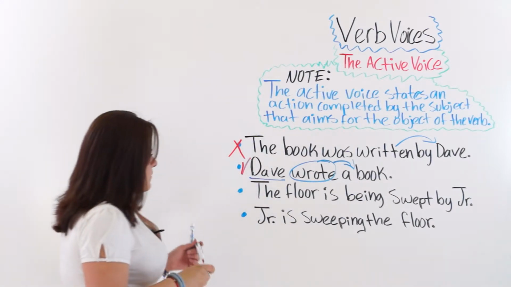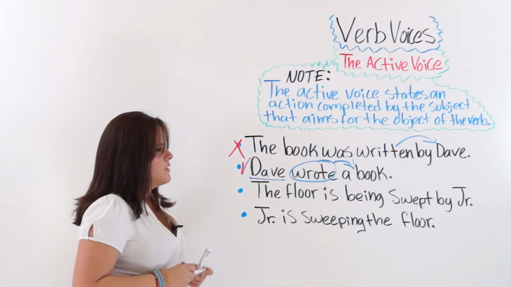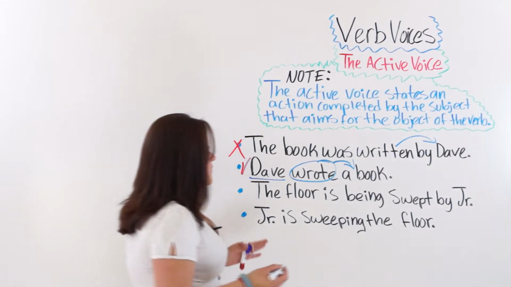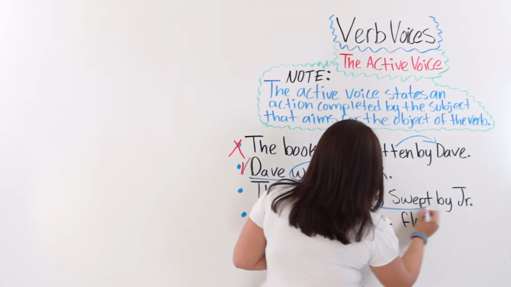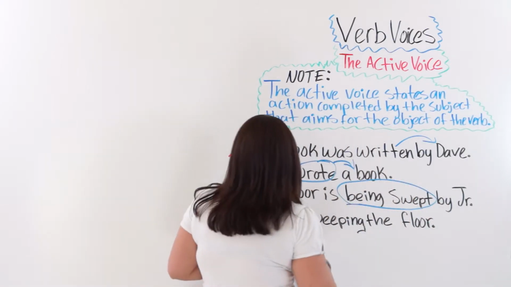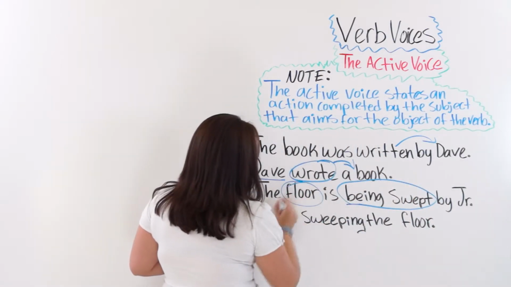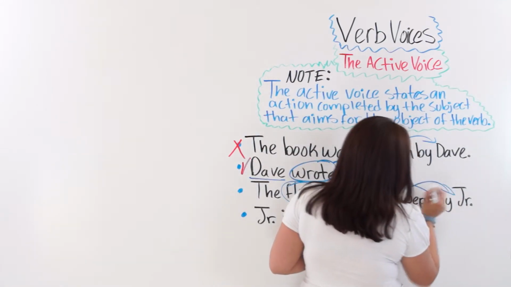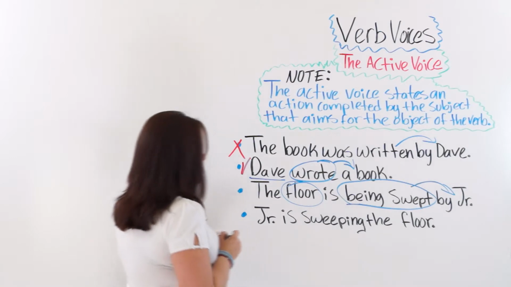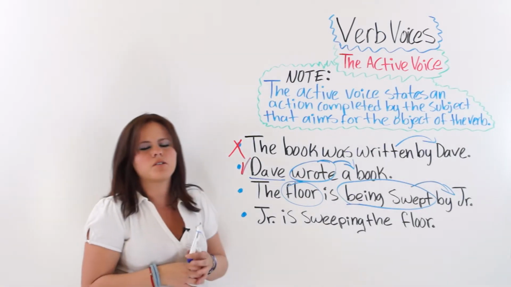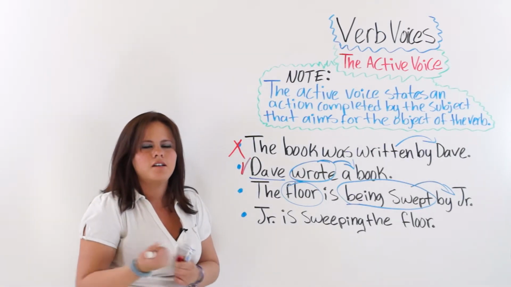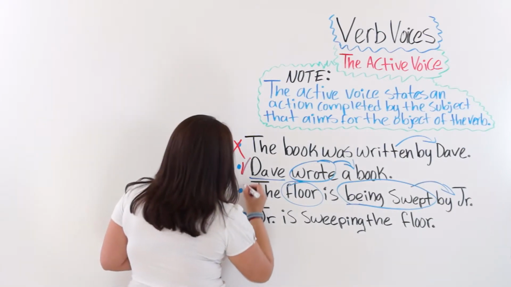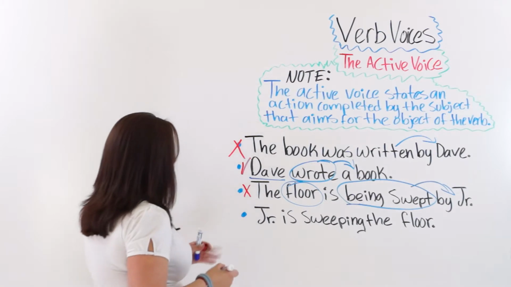The next one says, the floor is being swept by Junior. We see this verb phrase here, the object here, and this verb phrase is aiming to our subject. So is that the active voice or not? No, it isn't. So we are going to cross this one out.